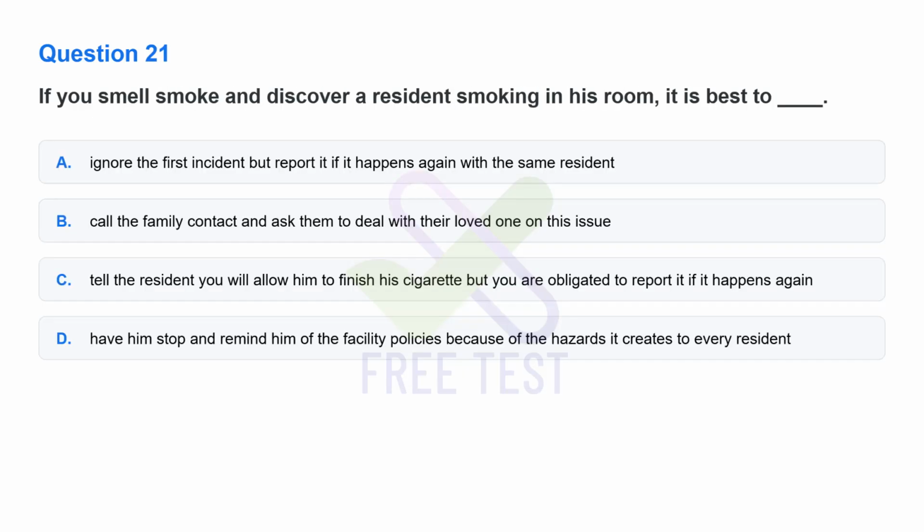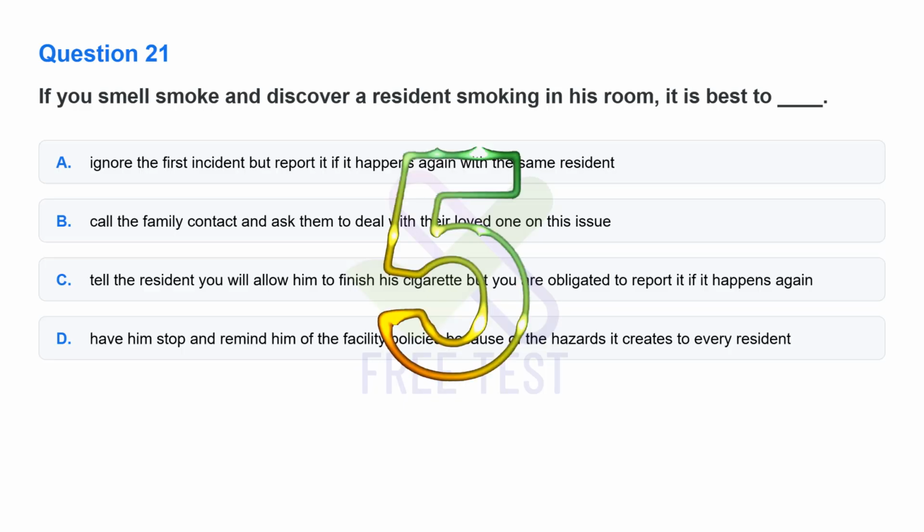If you smell smoke and discover a resident smoking in his room, it is best to A. Ignore the first incident but report it if it happens again with the same resident. B. Call the family contact and ask them to deal with their loved one on this issue. C. Tell the resident you will allow him to finish his cigarette but you are obligated to report it if it happens again. D. Have him stop and remind him of the facility policies because of the hazards it creates to every resident.